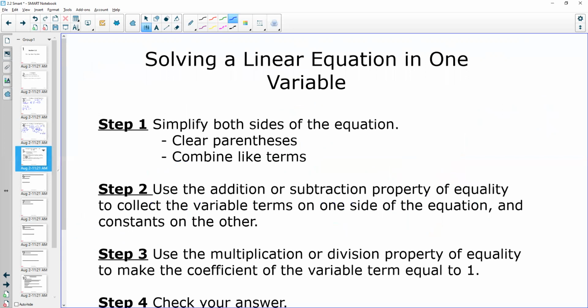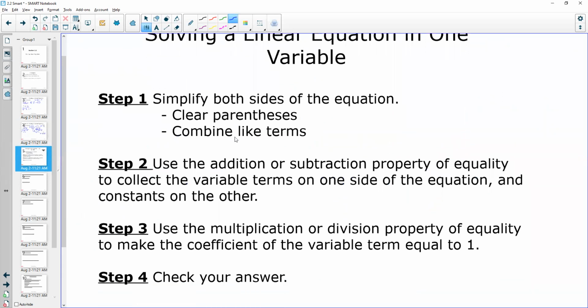So let's talk steps. When there's lots going on in the equation, the first thing you're always going to do is simplify. Get rid of parentheses, distribute, okay? You can't just get rid of them, you have to distribute. Combine like terms if needed. So if there are numbers to combine together, combine them. If there are variables to combine together, combine them.